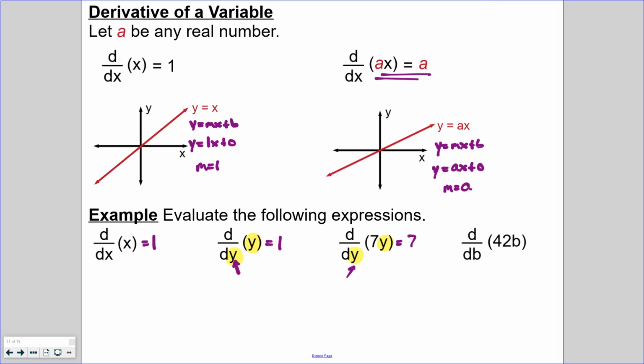And then our last example, we want to find d/db of 42b. And again, notice b is the variable here. And again, we have a coefficient times a variable, and based on our formula, we know the derivative of 42b is just going to be 42. Woo! Derivative of a variable.